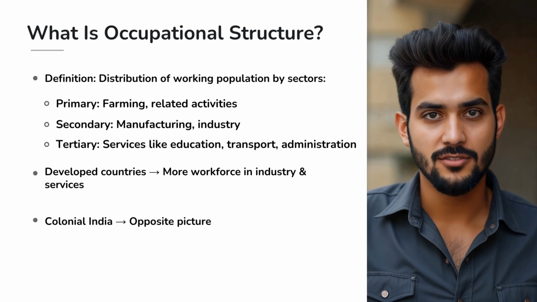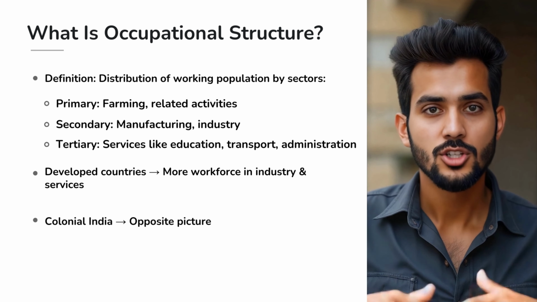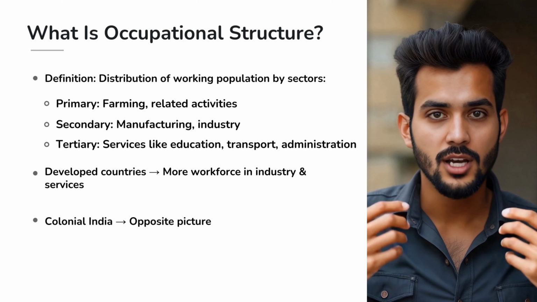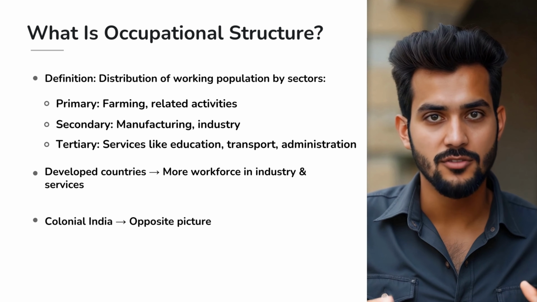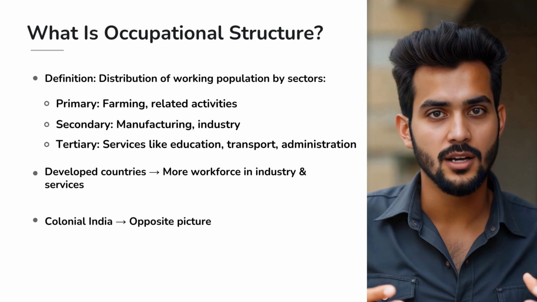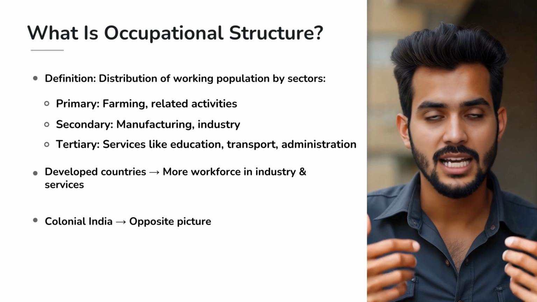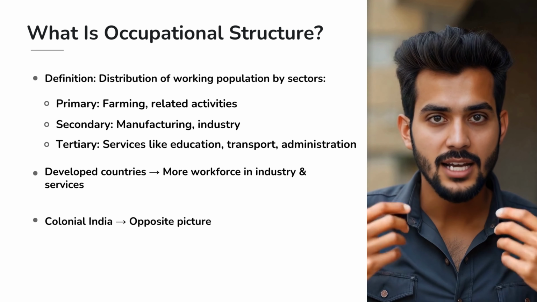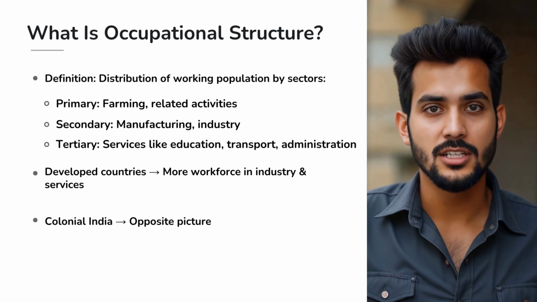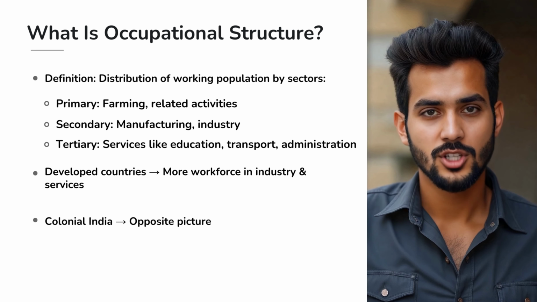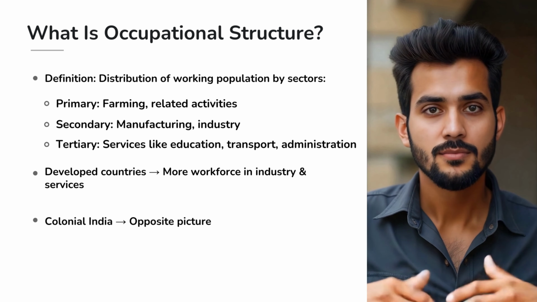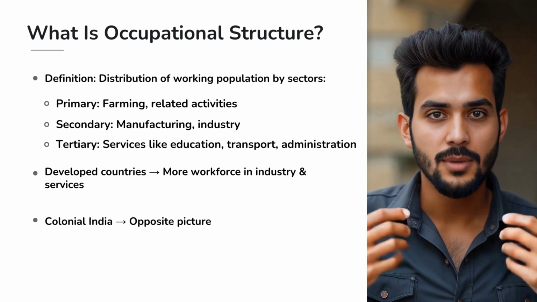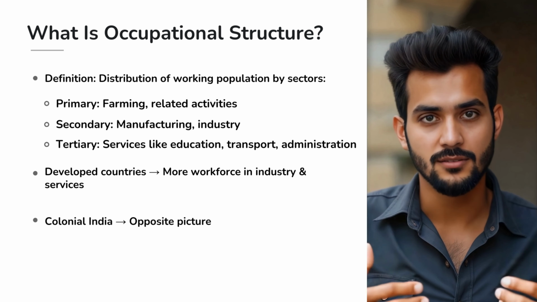Let's begin with a definition. Occupational structure refers to how a country's working population is distributed among different sectors of the economy: primary sector, like farming; secondary sector, like manufacturing; and tertiary sector, like services. In a developed country, more people work in industry and services. But in colonial India, the picture was completely different.